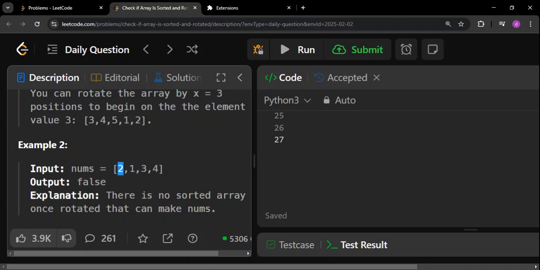But what we are seeing, there is a number 3. So 2 is supposed to be the peak. After that, how are we having an element which is greater than 2? For that reason, the answer is not possible here. So we have written false.